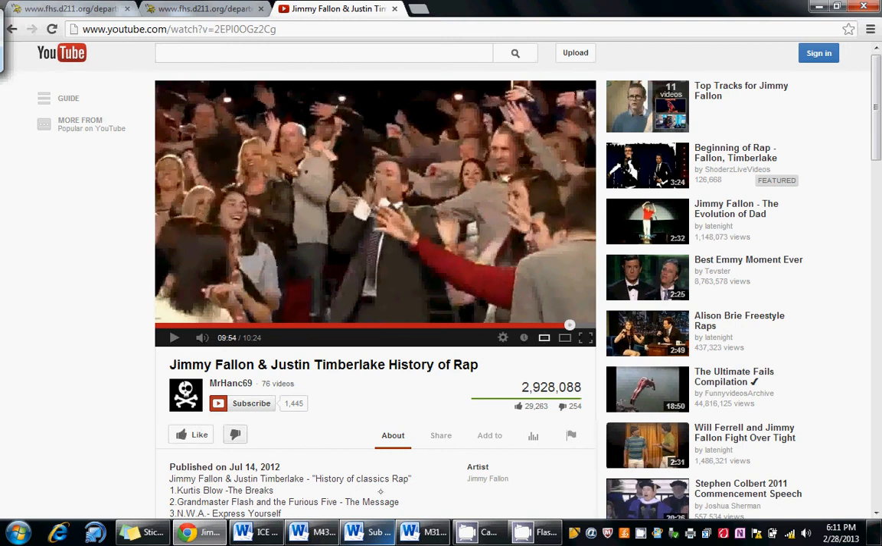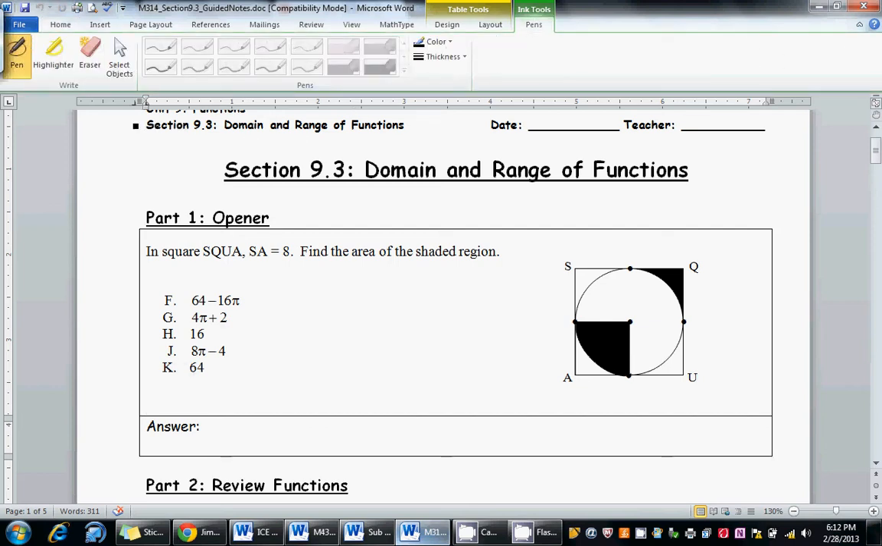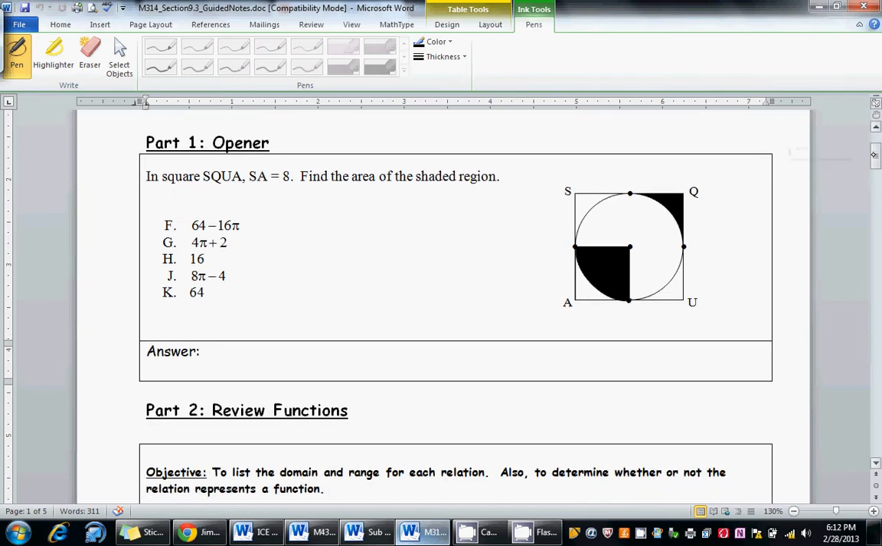Alright. Anyways, today we are doing section 9.3, domain and range. Okay, this is a very important section. This topic of domain and range we're going to look at, wow, really through, I want to say almost the rest of the year from this point on. Okay, so, but before we get to that, let's go ahead and take a look at the opener real quick.